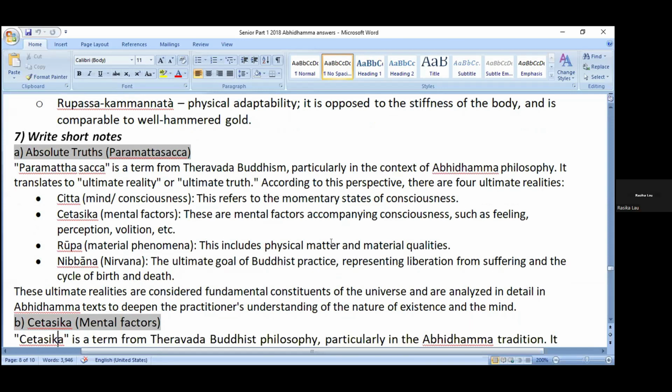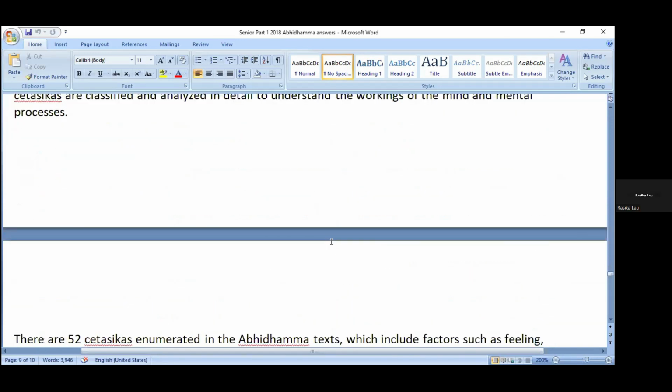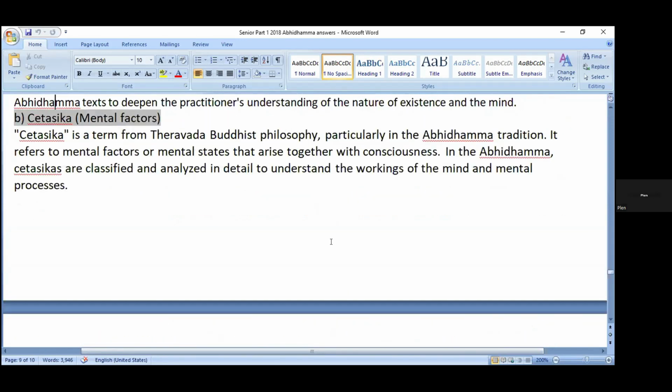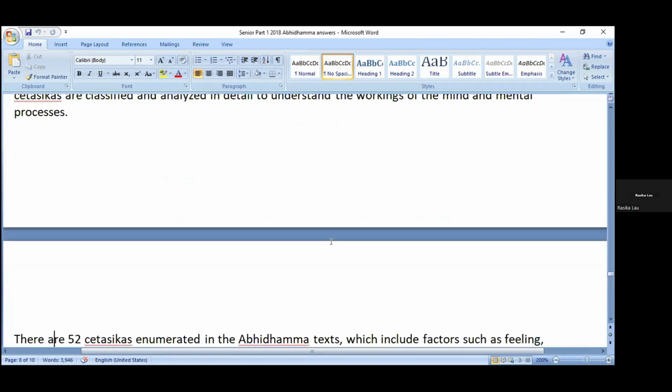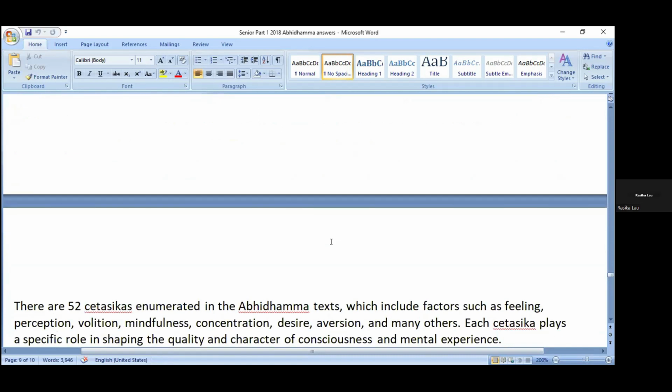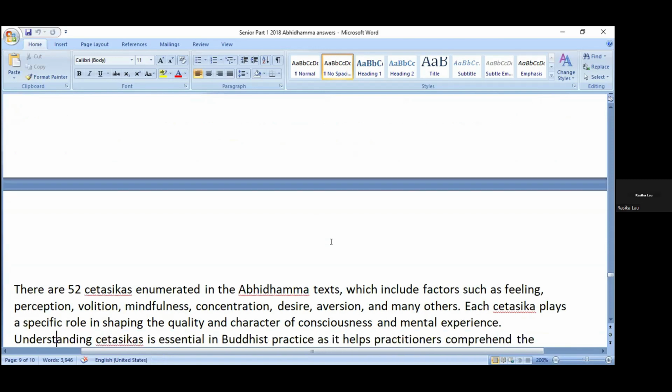Okay. Cetasika, you need to talk about 52. It's the working of the mind and mental process. There are 50 of them in Abhidhamma. So we need to quote some of them, like feeling, perception, all these.